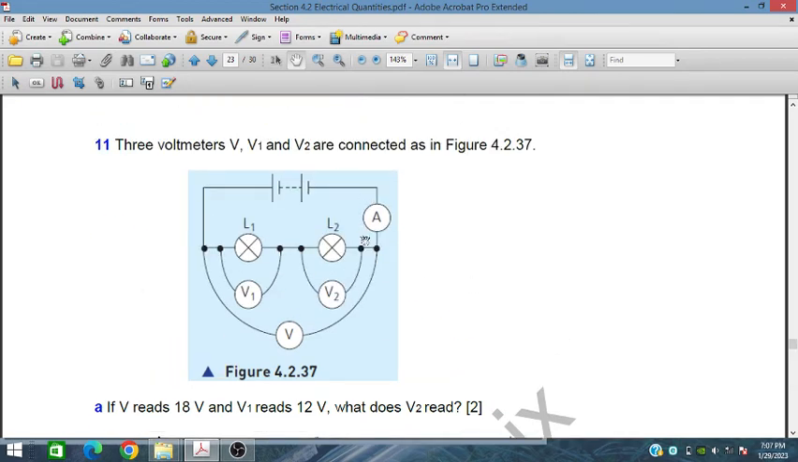This is positive here because it is connected to this positive terminal. So the positive terminal should be marked here. Similarly, this is positive and this is negative. Positive and negative voltmeter terminals. Similarly, positive and negative.